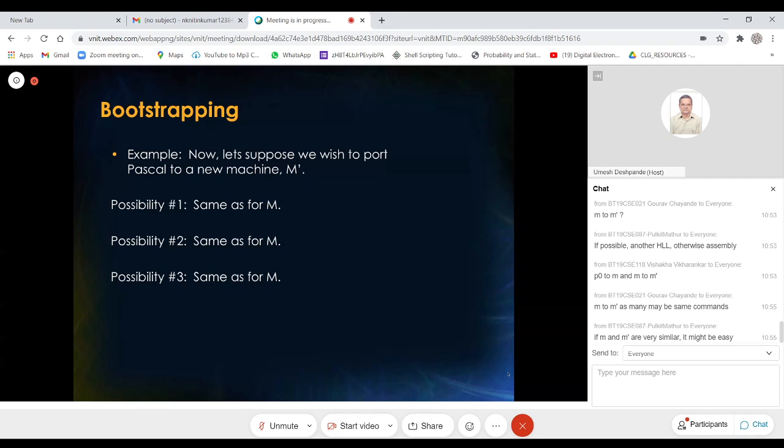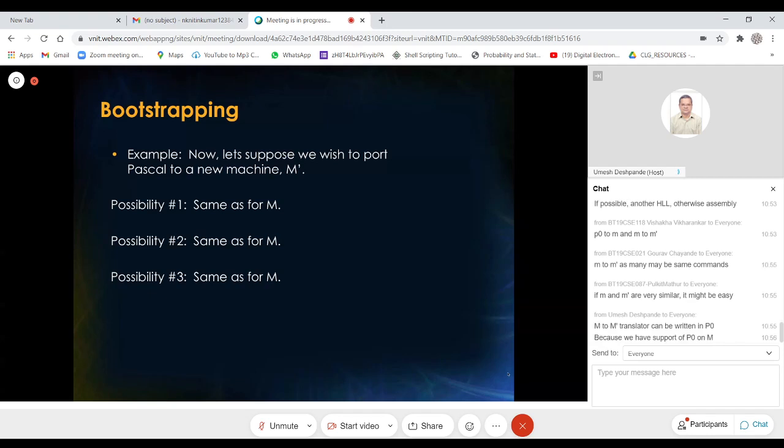Okay, so we can write this M to M dash translator in P0, because we have support of P0 on machine M. Since we have support of P0 on machine M, we could write this M to M dash translator in P0 and then use it elsewhere.